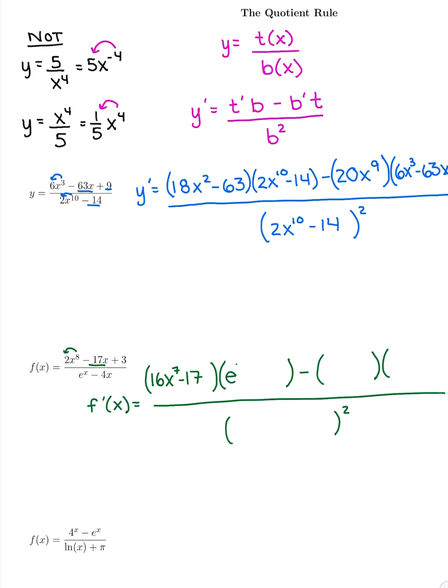It gets multiplied by the original bottom, e to the x minus 4x. Minus, for quotient rule, the derivative of the bottom. Derivative of e to the x is e to the x. Derivative of negative 4x is negative 4. So we did the derivative of the top, original bottom, minus the derivative of the bottom multiplied by the original top, which is going to be 2x to the 8th minus 17x plus 3. All over the original denominator squared, e to the x minus 4x.